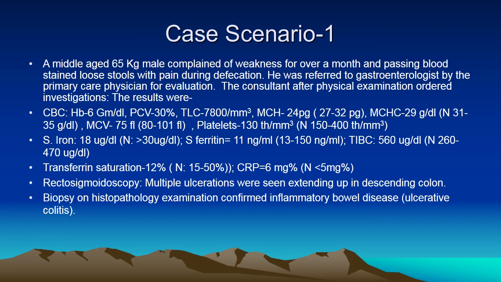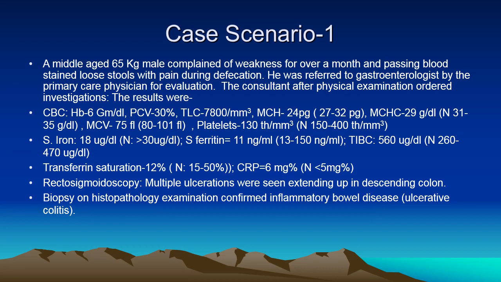Now, case scenario 1. A middle-aged 65 kg male complained of weakness for over a month and passing blood-stained stool with pain during defecation. He was referred to a gastroenterologist by the primary care physician for evaluation. The consultant, after physical examination, ordered investigations which revealed low hemoglobin 6 gram%, low PCV, low MCH, MCHC, and MCV. Platelets and total leukocyte count were normal.